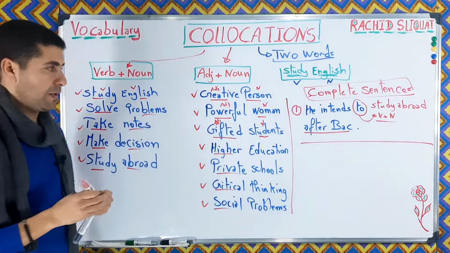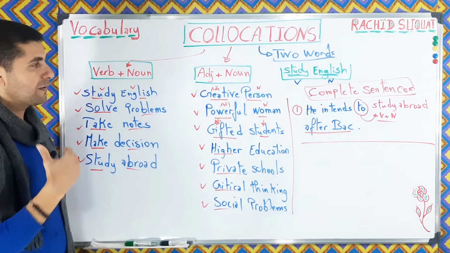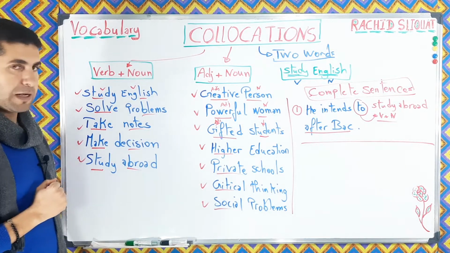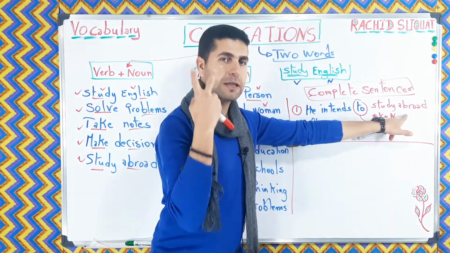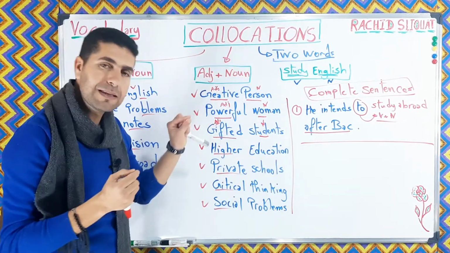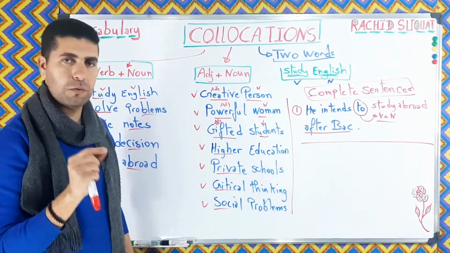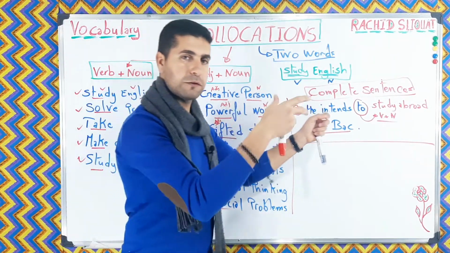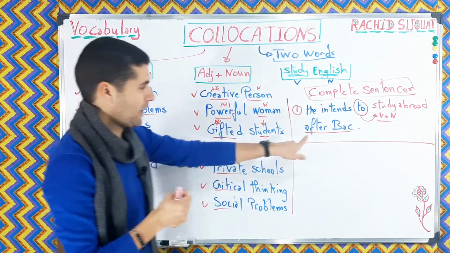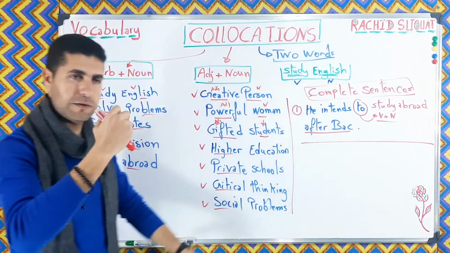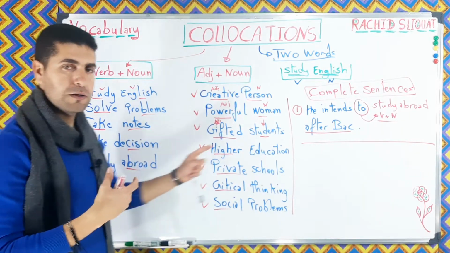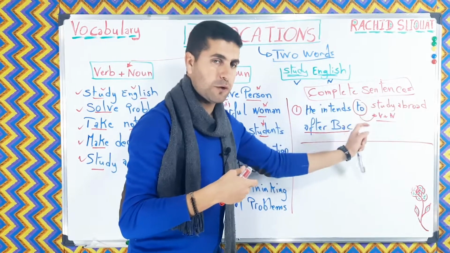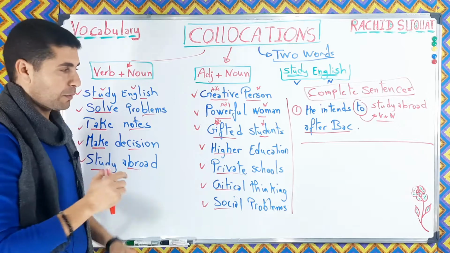After baccalaureate, he intends to study abroad. So here we have to study, and we completed the sentence with the collocation. As I said, in the sentence we have some words or expressions that help us know the collocation. For example, here we have "after baccalaureate", which has to do with studying. So for sure, to study abroad, verb plus noun. This is number one.